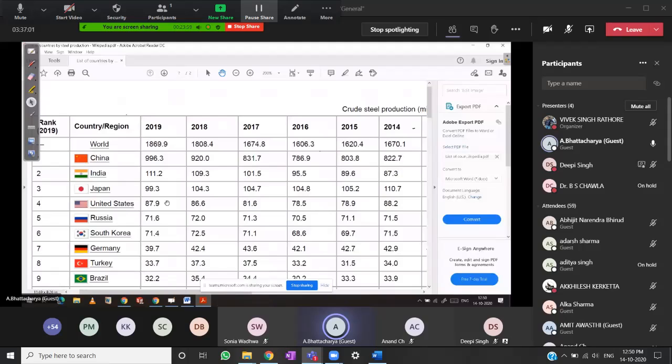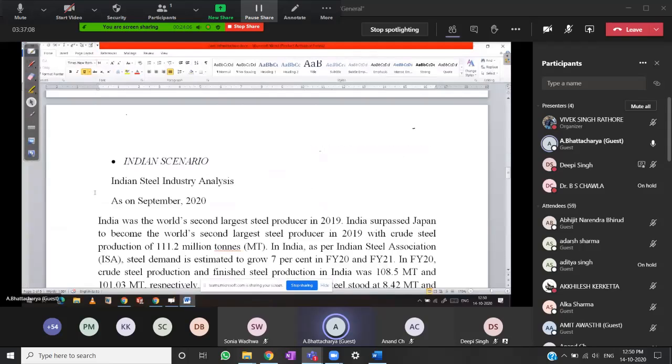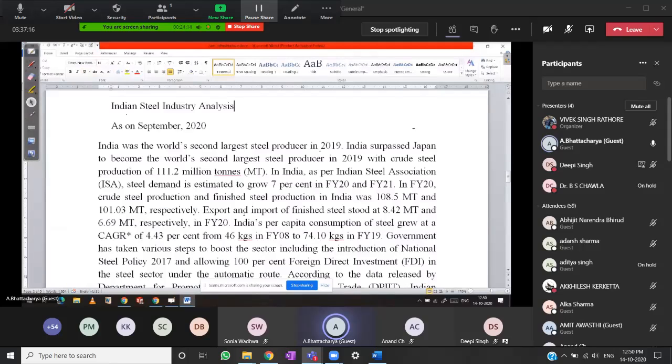Now the Indian scenario, as on September, downloaded from. I'll show you some route links also. India is the second largest producer in 2019. So this is this much.